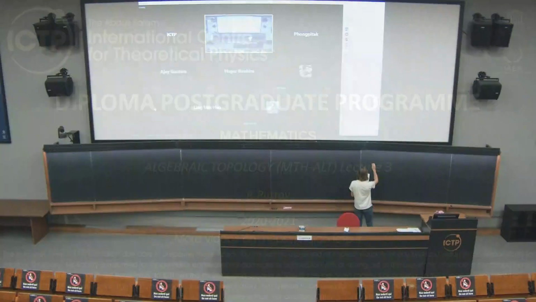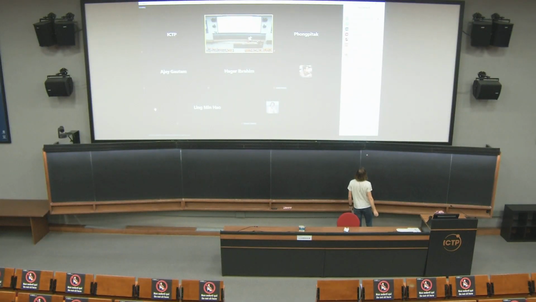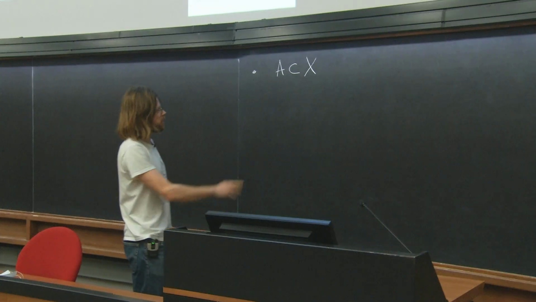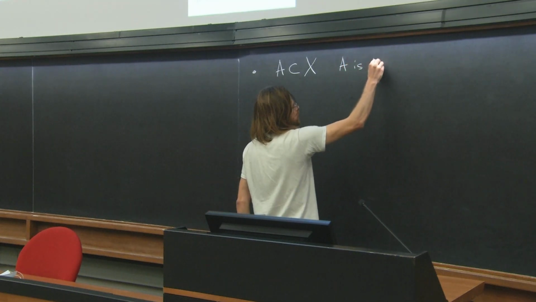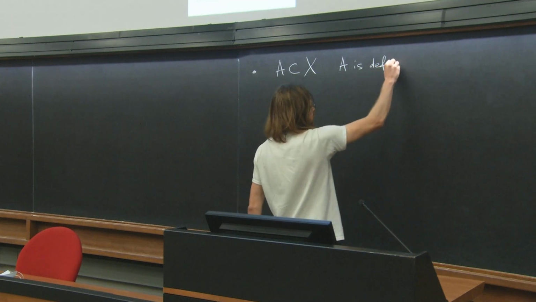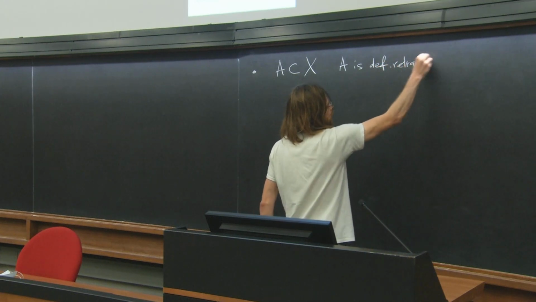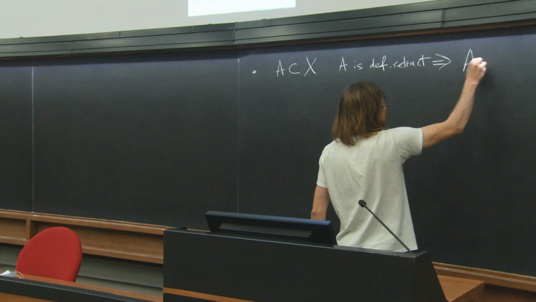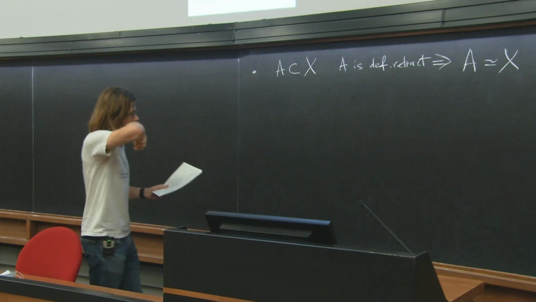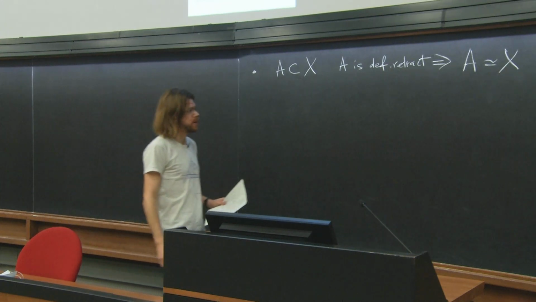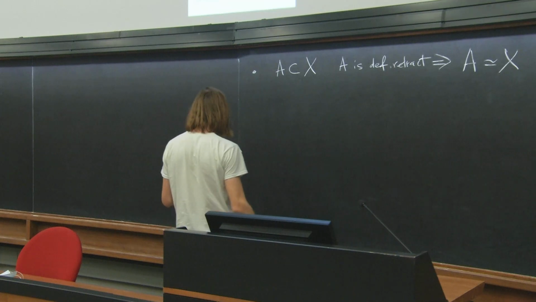Okay, let me start by reminding what happened last time. We showed the following statement: if you have a subspace A in a topological space X, which is what we defined to be a deformation retract, then it gives a particular example of homotopy equivalence. So A, in this case, is homotopy equivalent to X. And we considered various examples of deformation retract.